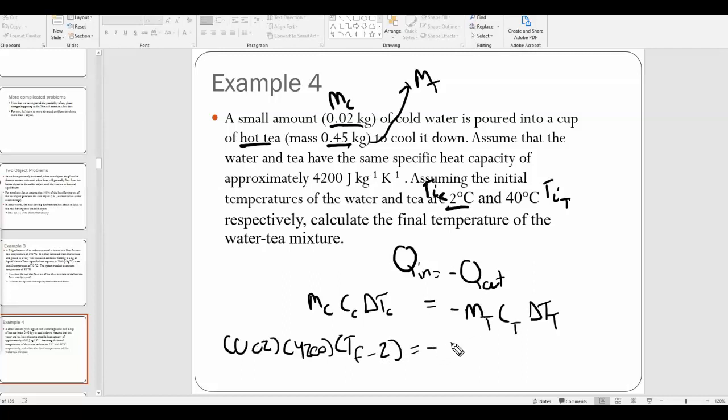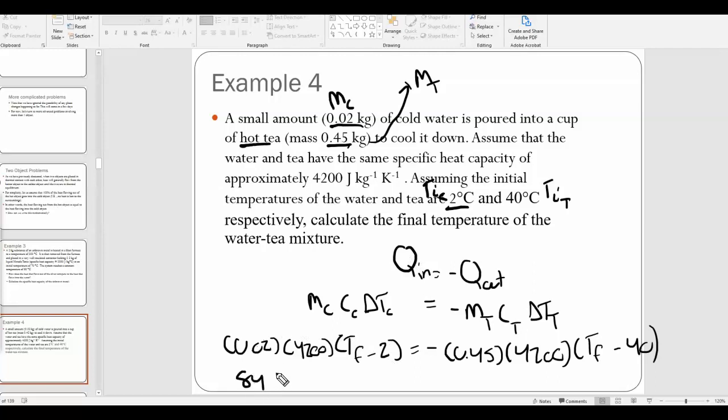So minus that, minus 0.45. Specific heat capacity is 4200. And then delta T is going to be T final minus 40 degrees. And from here, it's basically an algebra problem. The algebra here is a little more complicated because we have to simplify and distribute. So I'm going to do 0.02 times 4200, which is 84.